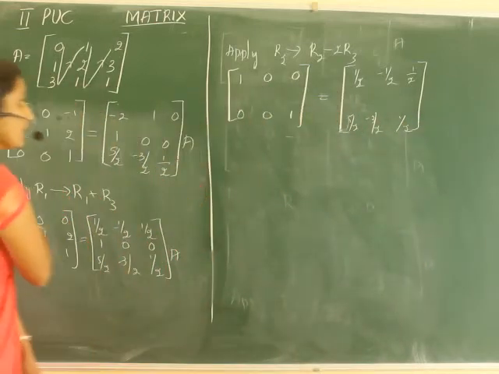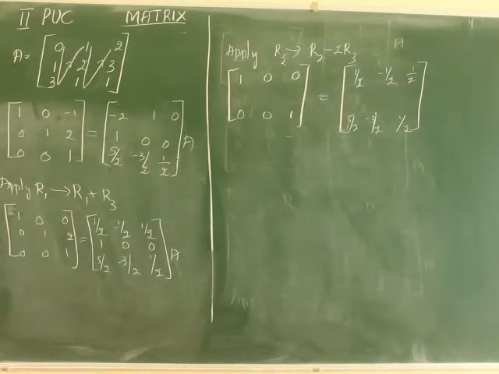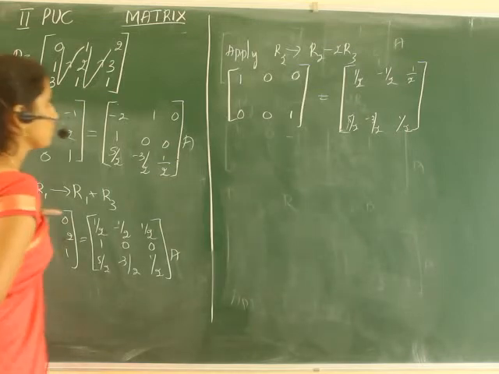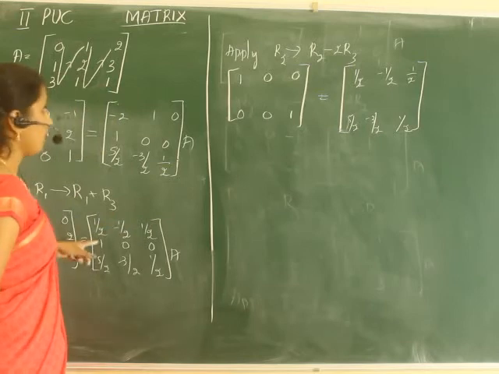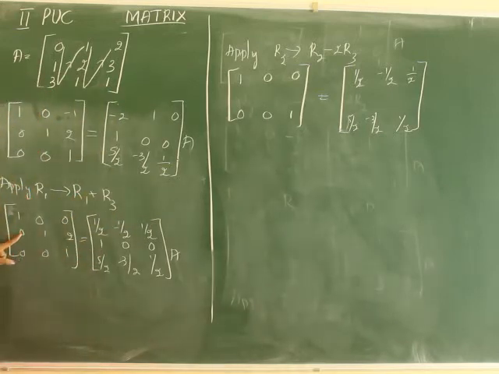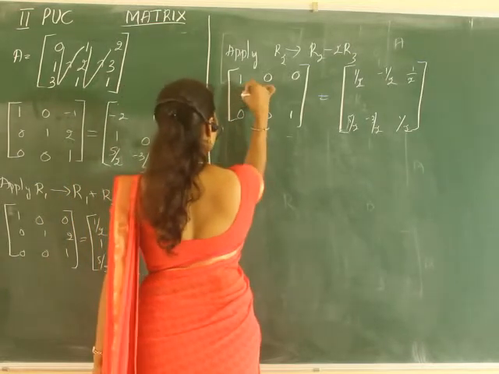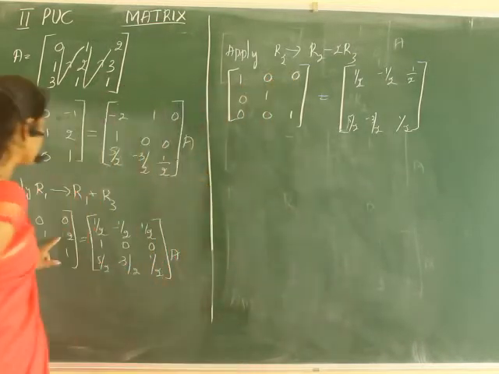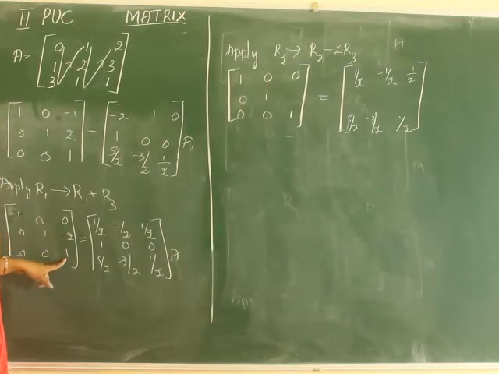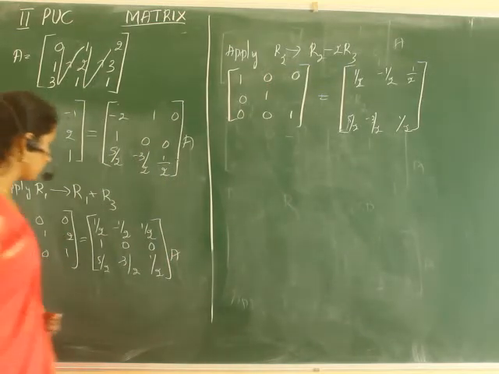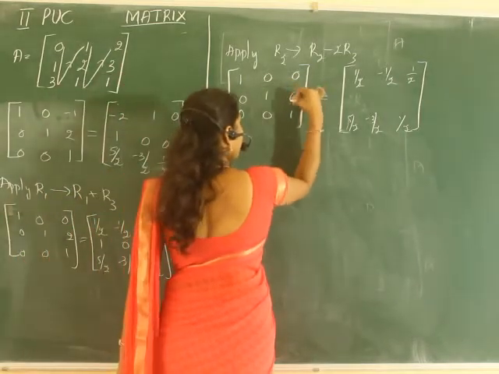Now I have to change only R2. So how can I change R2? It will be R2 changes to R2 minus 2 into R3. 0 minus 2 into 0 is 0. So 1 minus 2 into 0 is 0. So this element is as it is, 0 and 1. The last element in R2 is 2 minus 2 into 1, which is 0 itself.